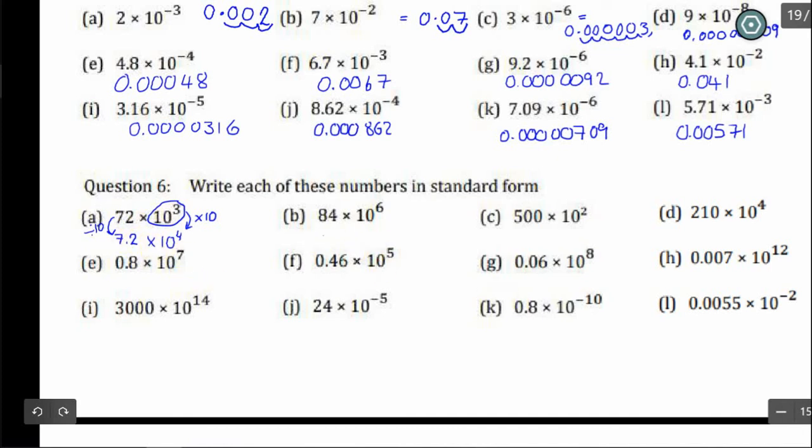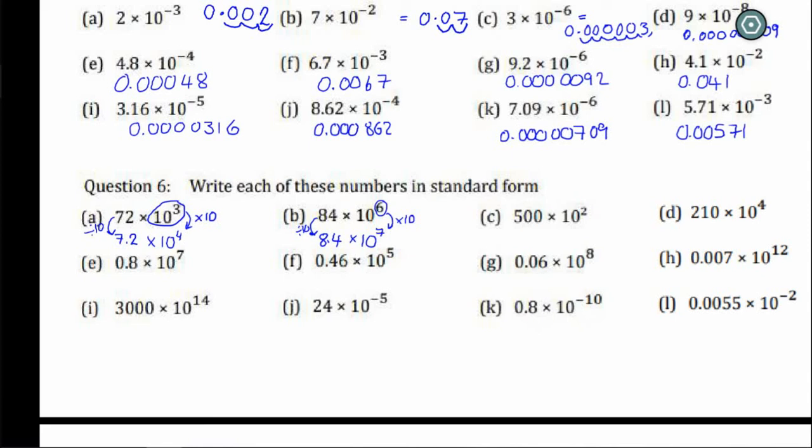84 is not between 1 and 10, but 8.4 is. I've divided that by 10 to turn it into 8.4, so I need to times by another 10 here. This is already 6 tens timesing together. If I times by another one, that will be 7 tens timesing together, or 10 to the power of 7.